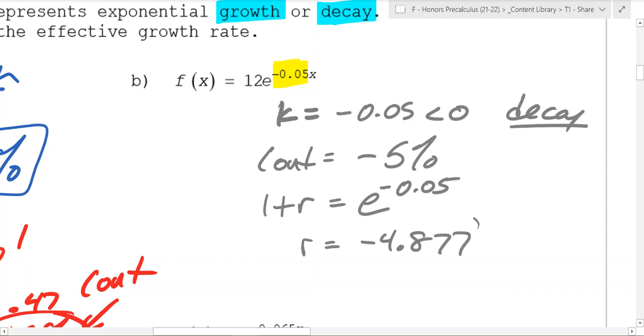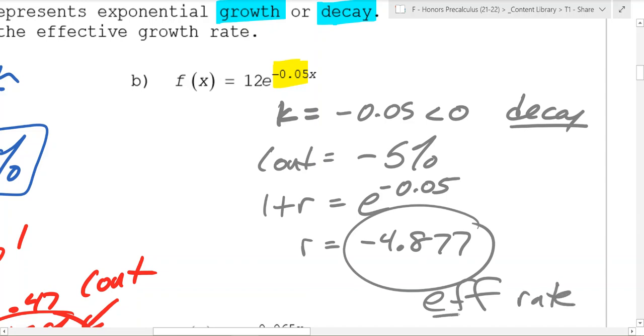So in this case, this is the effective rate of decay. That would be the simple interest rate. And again, negative 4.8 is greater than negative 5, maintaining the same relationship as before.